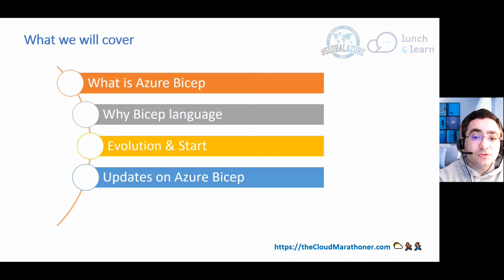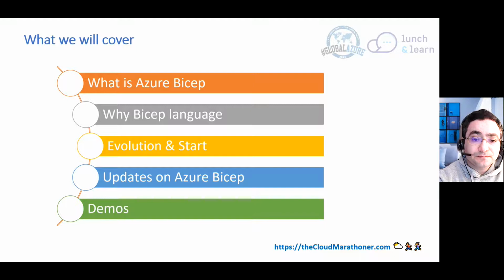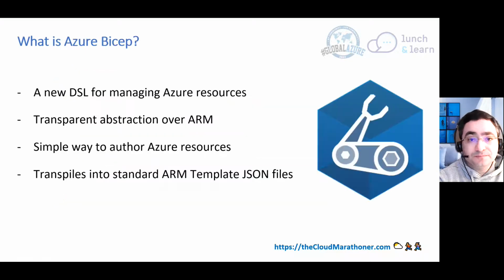Next, we'll look into updates on Azure Bicep. Here I will focus mostly on updates that happened in versions 0.5 and 0.6, which happened during March, April, and some of them in May. And then we'll look into certain demos so that you can get a good grasp of how to use those features and what are the main points that you need to be aware of when you're implementing Azure Bicep.